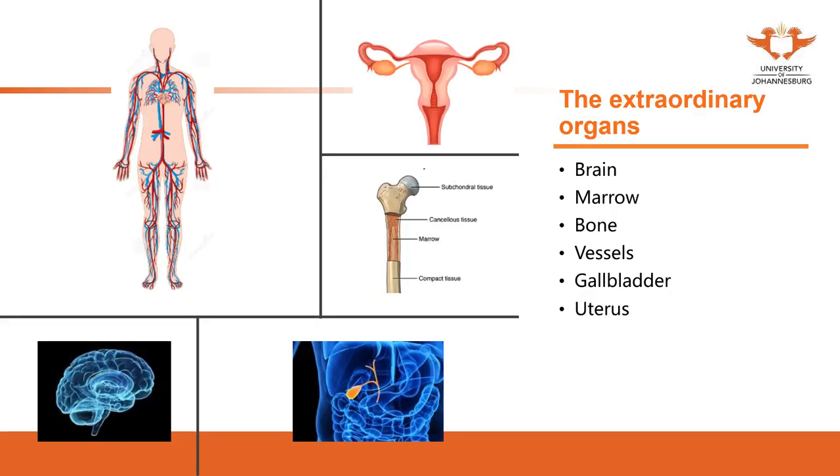The extraordinary organs refer to the brain, the marrow, the bones, vessels, gallbladder, and uterus. The bones and vessels we are going to introduce in later videos, and the gallbladder we already introduced in the Fu organs. So in this video, we're going to focus on the brain, the marrow, and the uterus.